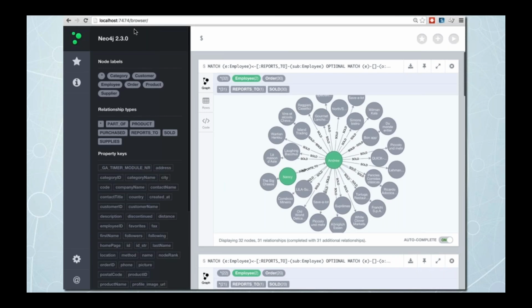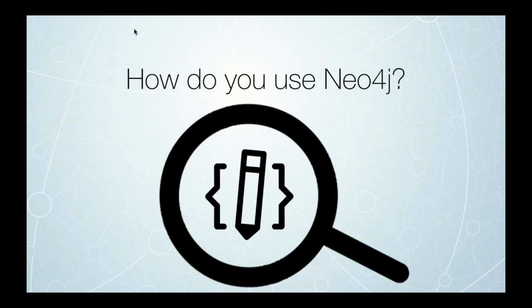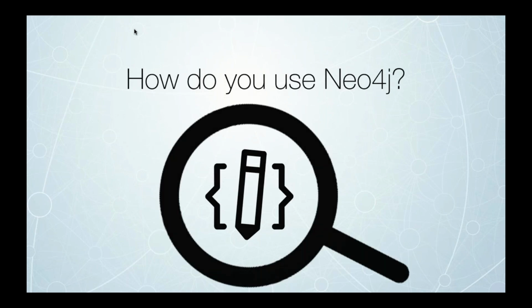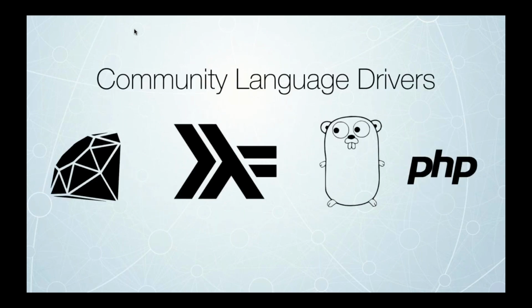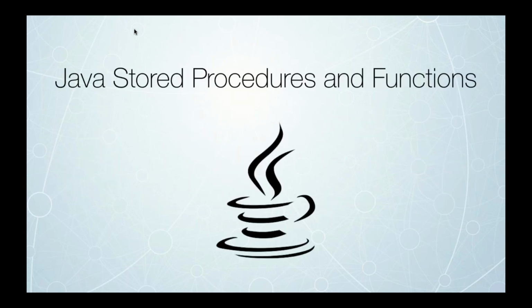It's an excellent tool, but it is a developer tool. It's meant for your developers. So most people don't give the developer tool to the end users. They write applications on top of Neo4j using one of the official language drivers, JavaScript, Java, .NET, or Python, or some of the community-written language drivers such as Ruby, Haskell, Go, and PHP. They write their code that interacts with the graph database simply like you'd write your code that interacts with any other type of database, and they build applications.